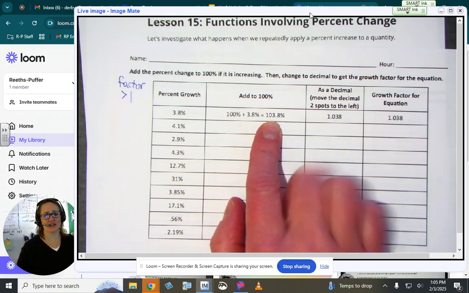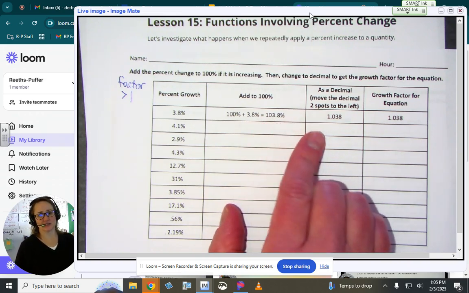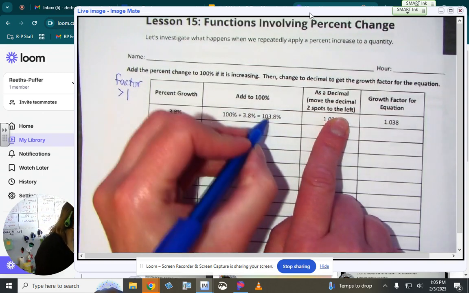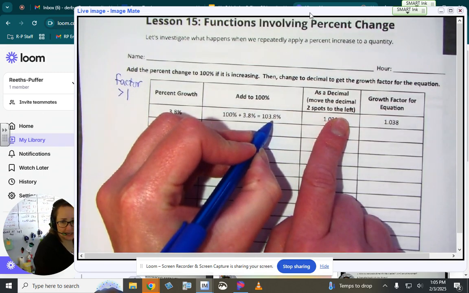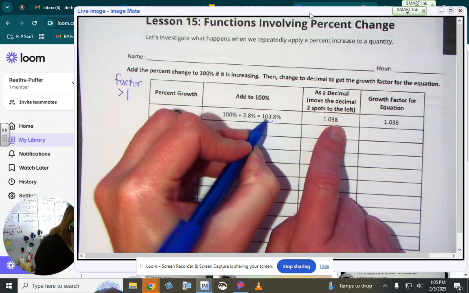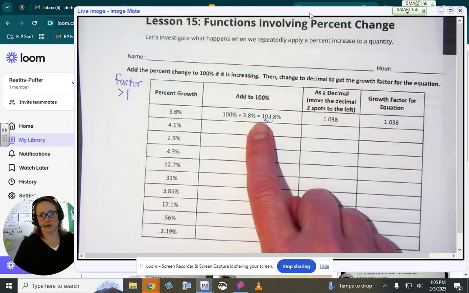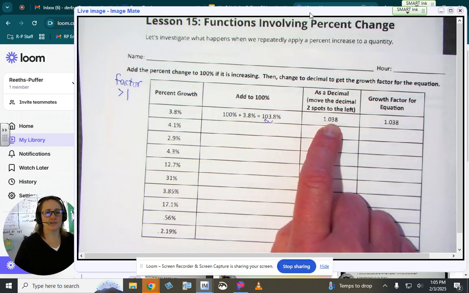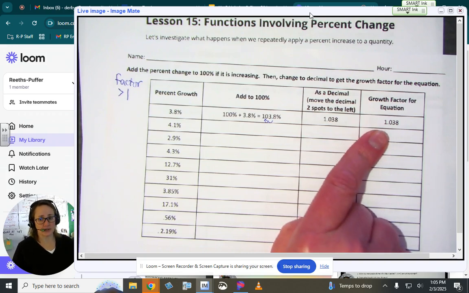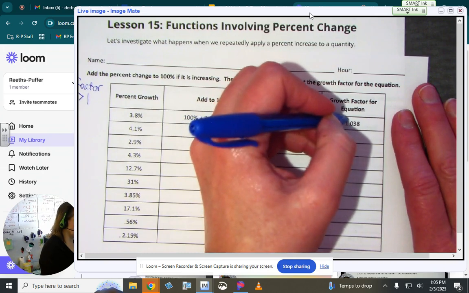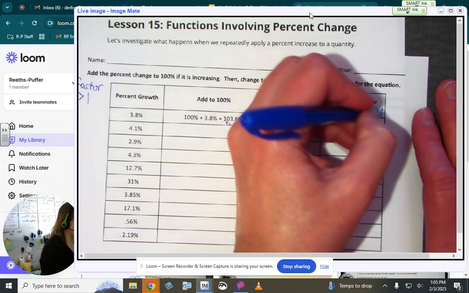And then to change that percent to a decimal, we would move the decimal point 2 spots to the left. So you see how this says 103.8. I would move that once and twice so that it's right there between the 1 and the 0, and I would get 1.038. And that is our growth factor for the equation. So this is again showing that I'm keeping the 100%. I keep everything.